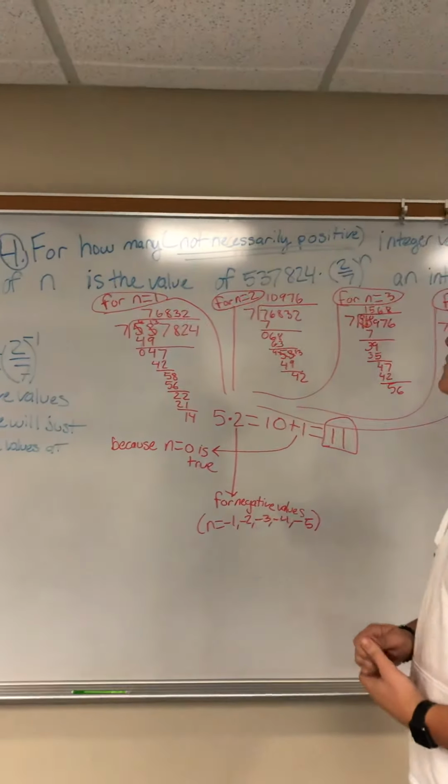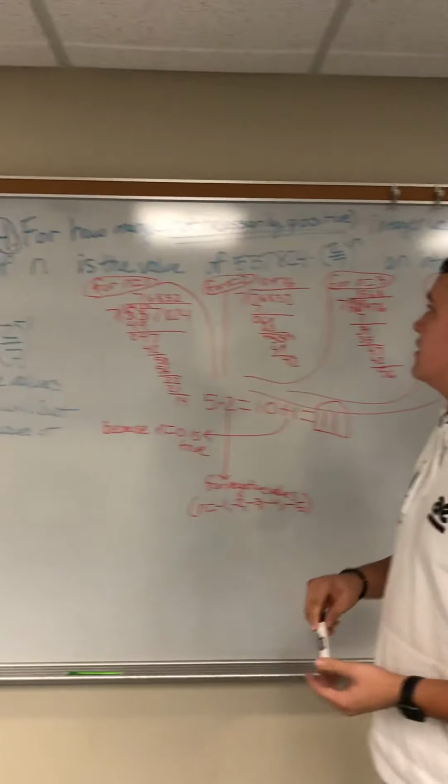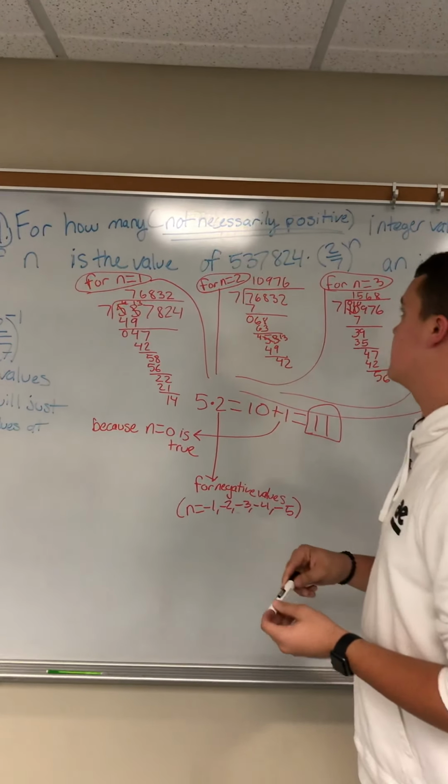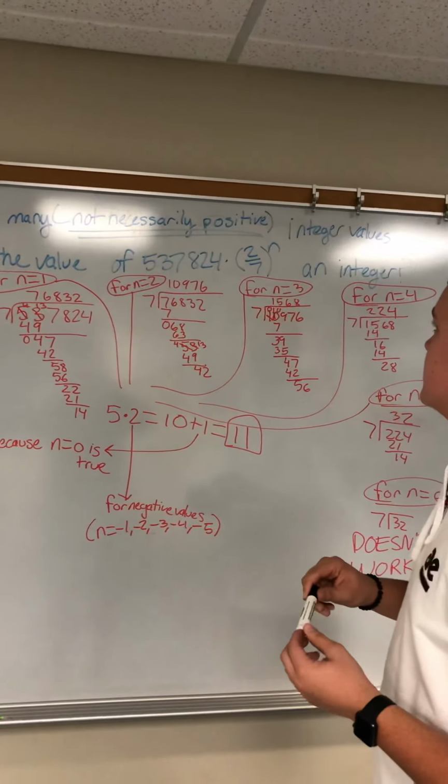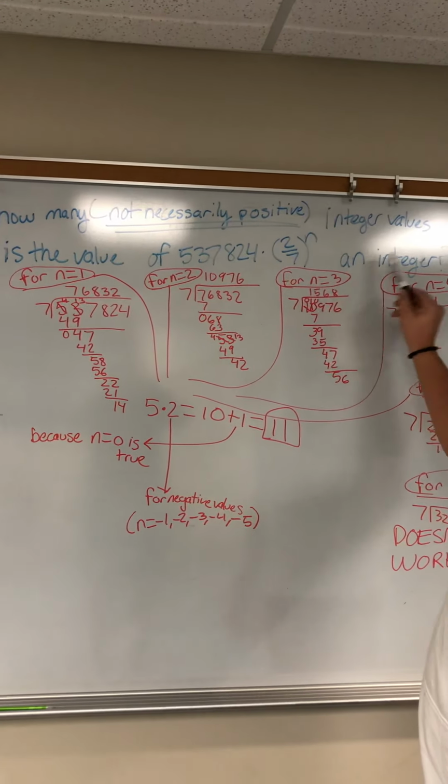For how many not necessarily positive integer values of n is the value of 537,824 multiplied by 2 over 7 to the n power an integer?